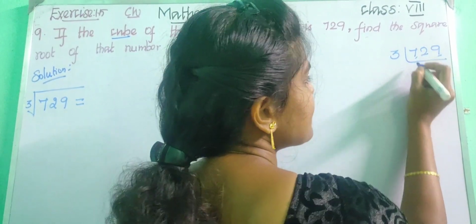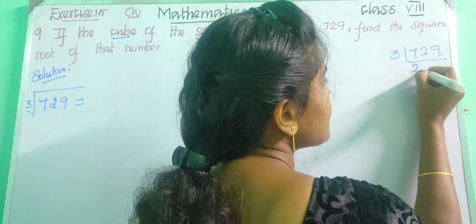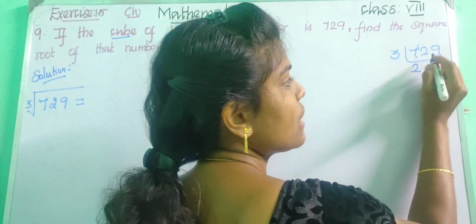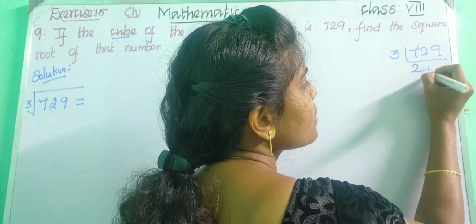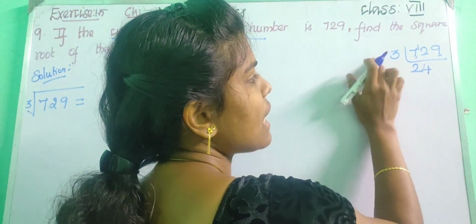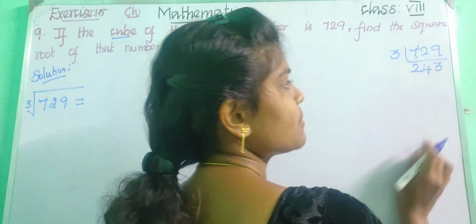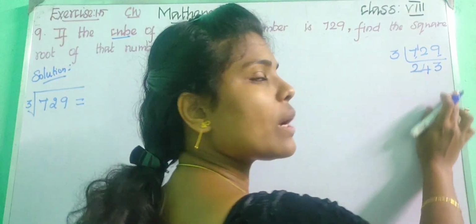Now we are having 7. So, 2 3s are 6, remaining 1. Now we got 12. So, 4 3s are 12. And at last we are having 9. So, 3 3s are 9. Okay, children, now we got 243.